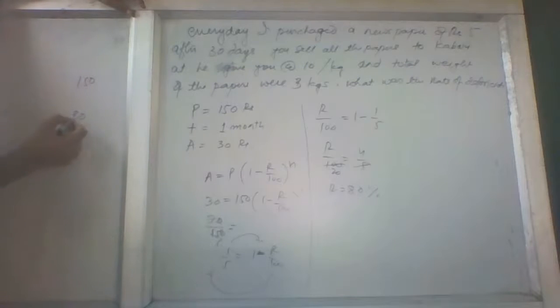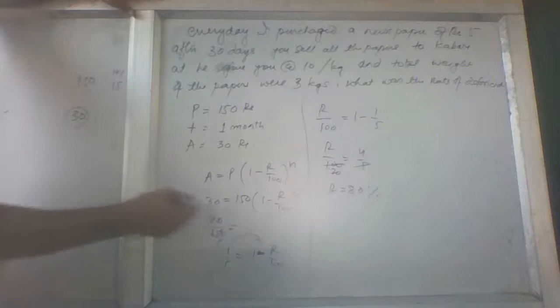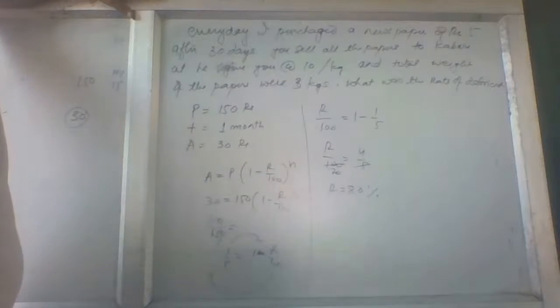30. What amount? 30 is of 150. 10% is 15 rupees, no? So 30 rupees will be 20%. It means you are getting only 20%. It means 80% you are in loss.